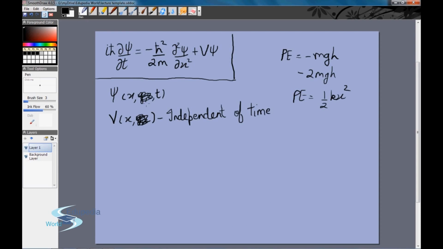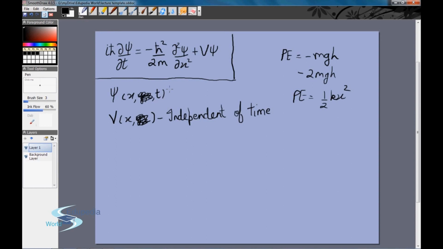If it is dependent on y and z also, then this would have been del squared psi by del x squared plus del squared psi by del y squared plus del squared psi by del z squared. Right now we're talking about one dimension, and psi is dependent on x and t. Now, del psi by del t is the partial derivative with respect to time, meaning x is assumed constant. Del 2 psi by del x squared is the double derivative, but only partial with respect to x, keeping the time constant. And partial derivatives are themselves quite complicated mathematically.